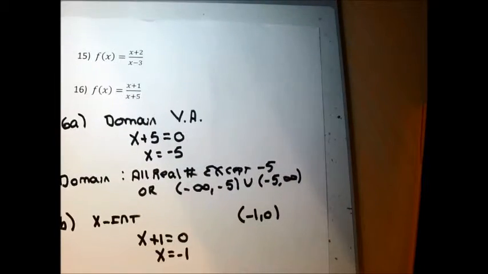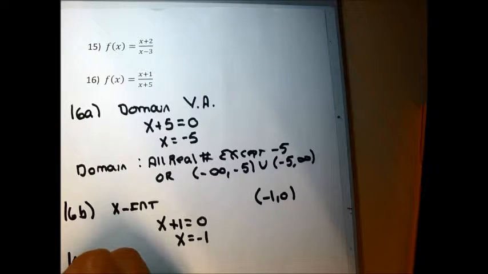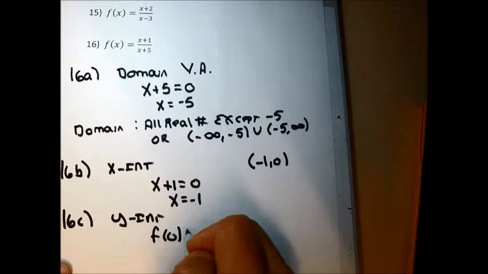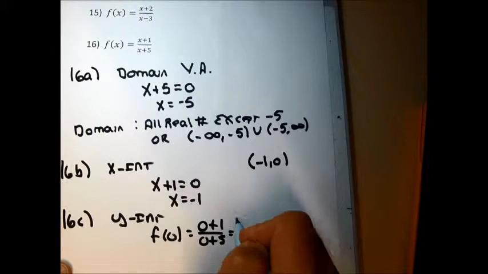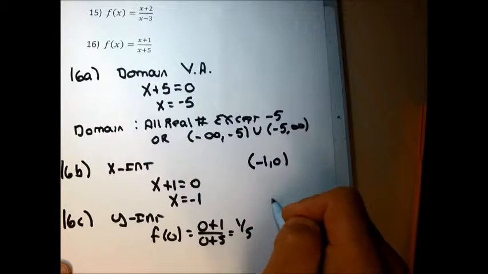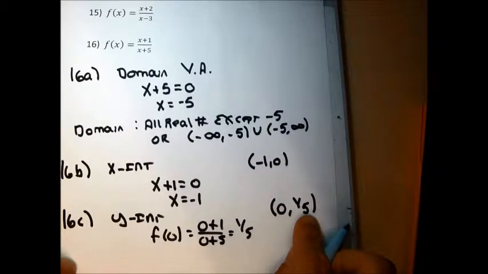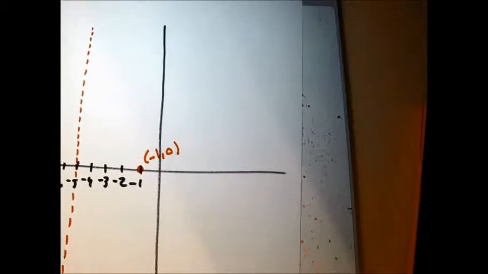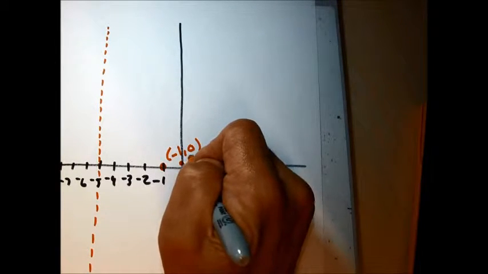Next step is to find the y-intercept. To find a y-intercept, you plug 0 in for x. So the y-intercept is going to be f of 0 equals 0 plus 1 over 0 plus 5. That gives me 1/5. And the answer for the y-intercept is the point 0, 1/5. That's just above the origin. So it's on the y-axis and just above the origin. I'm going to plot that point. So the point 0, 1/5, I'm going to call it right there, just almost on the origin.